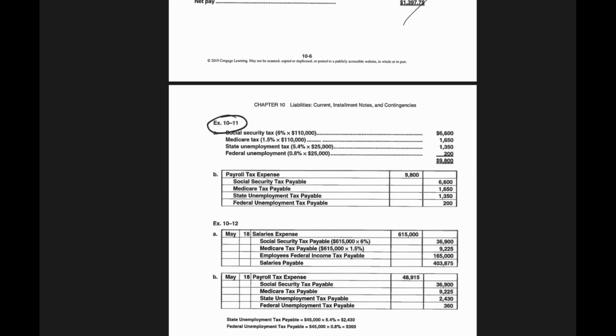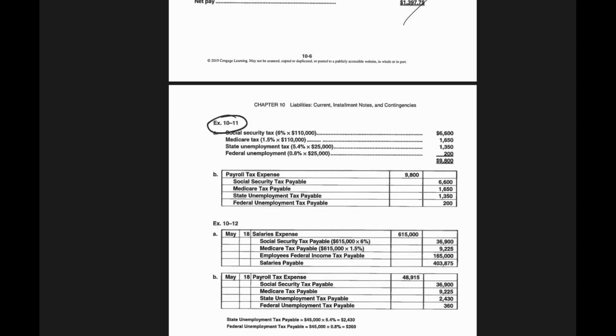Moving to number 11, payroll tax entries. According to a summary of the payroll of Mountain Streaming, $110,000 was subject to 6% Social Security, 1.5% at Medicare. Also, $25,000 was subject to state and federal unemployment taxes. Letter A, calculate the employer payroll taxes using the following rates. State unemployment 5.4% and federal unemployment at 0.8%.